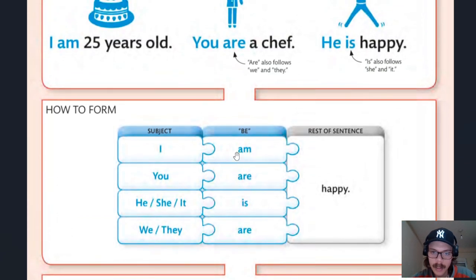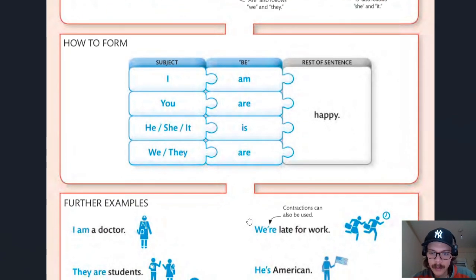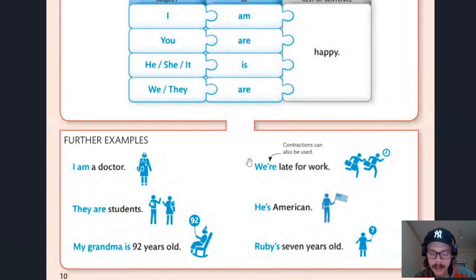Good. Now, for am, that's the same situation. If you combine it with I, you say I'm, and you would be missing the letter A, which is going to be marked by an apostrophe. So that's essentially how it works. Now we're going to move on to the final page.